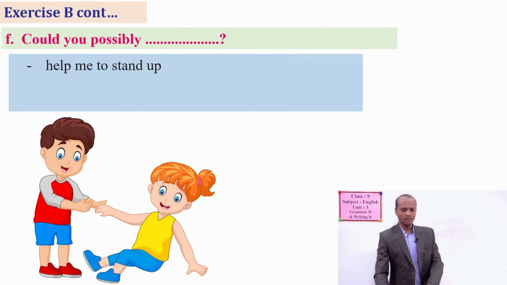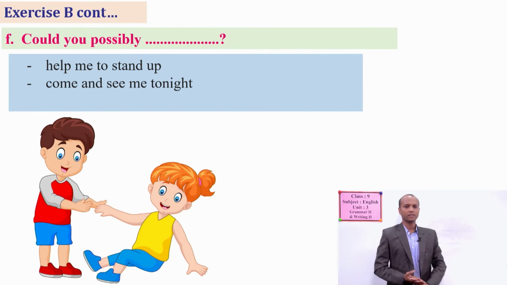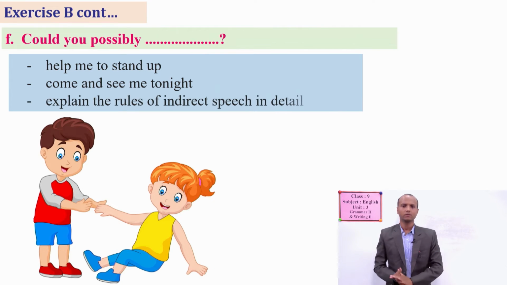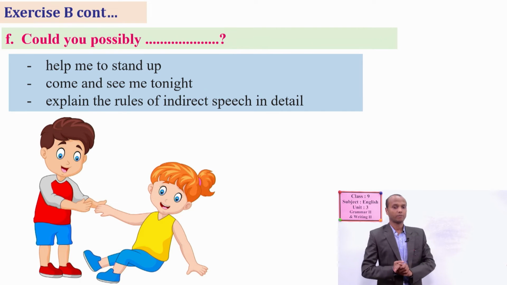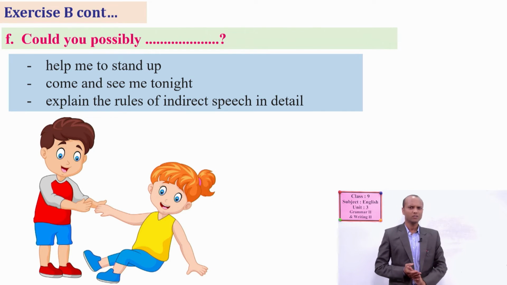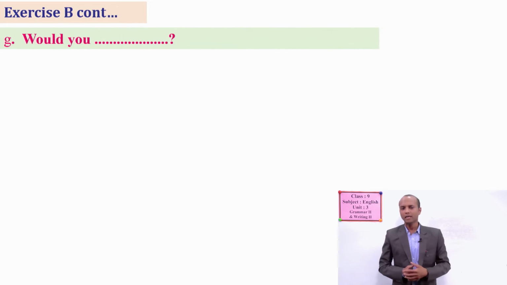Okay, next, can you think of any other? Okay, very good. So this is another example for you. Could you possibly come and see me tonight? Okay, and then next one. Okay, you are also correct. Could you possibly explain the rules of indirect speech in detail? Okay, good. Let's move on to the next activity, exercise number G.